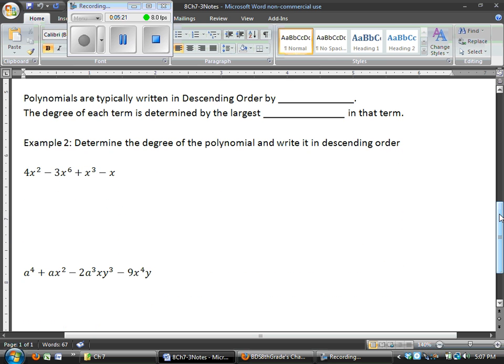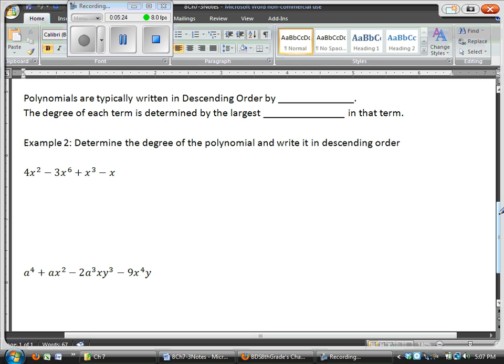Now, the easier part of this is just writing polynomials. Okay, polynomials are typically written in a descending order by their degree. Okay, and the degree of each term is determined by the largest exponent in that term. Okay, so I look at these different terms. This has a degree of 2 because of the exponent. This has a degree of 6, a degree of 3, and when there's nothing written there, it's a degree of 1.